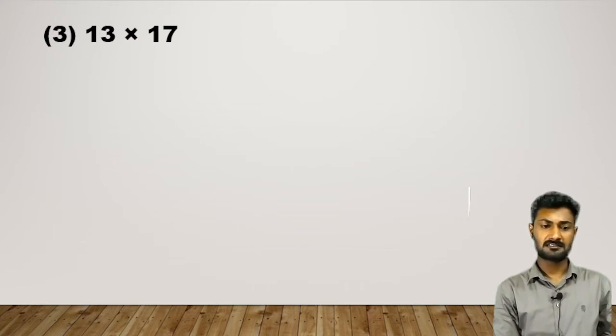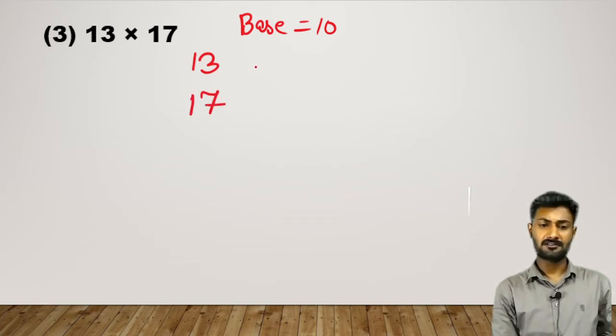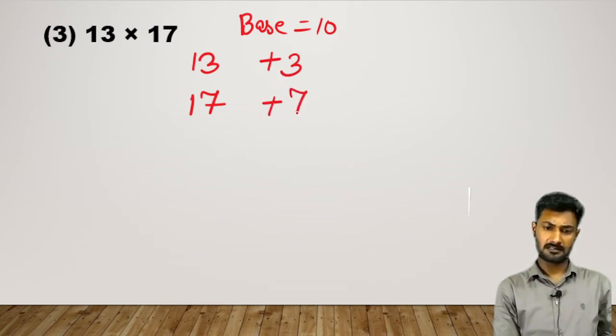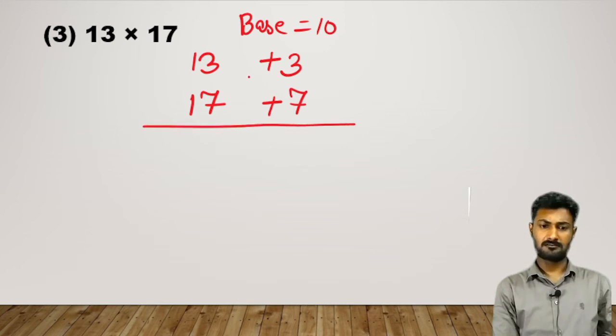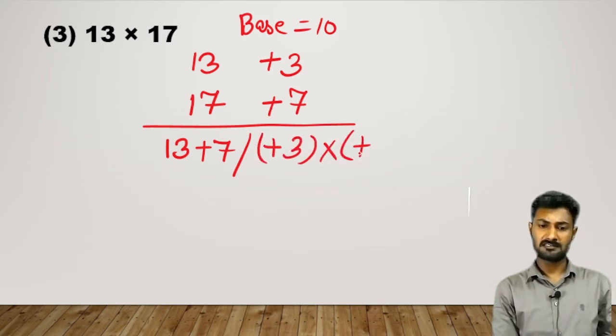The next question is 13 multiplied by 17. Base is the same. Now write the numbers 13 and 17. Deviation of 13 is plus 3 and deviation of 17 is plus 7. Now cross solve: 13 plus 7. Okay, 13 plus 7, and this becomes plus 3 multiplied by plus 7, the product of the deviations.